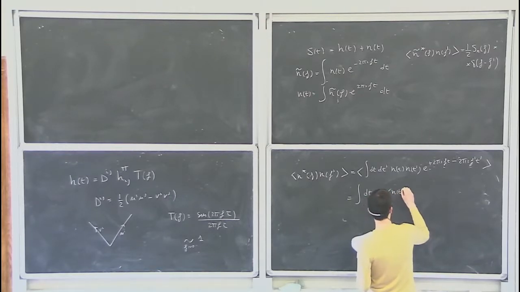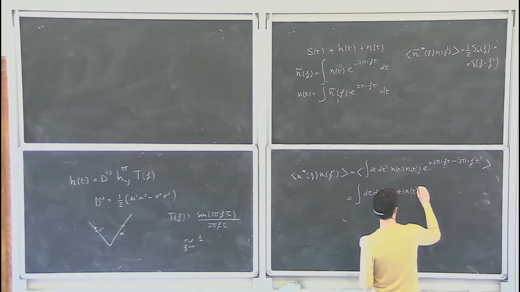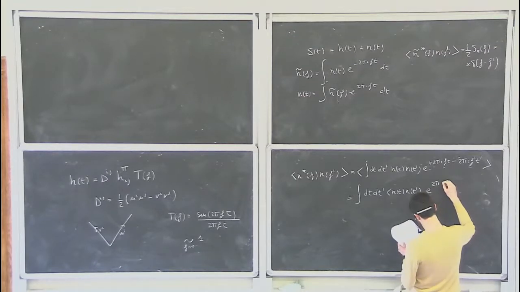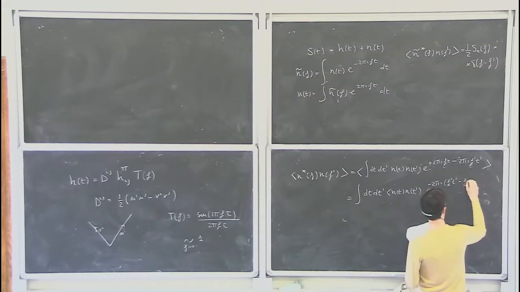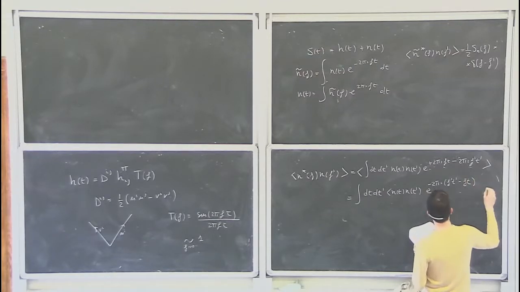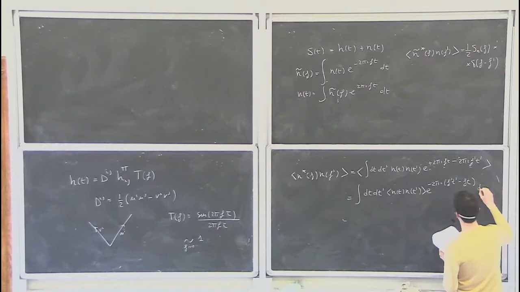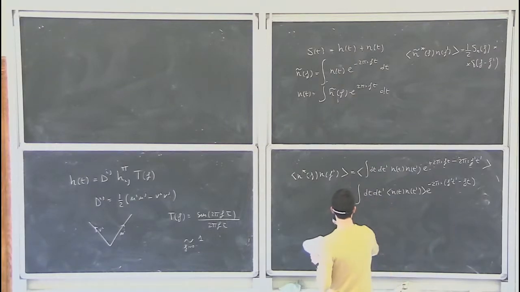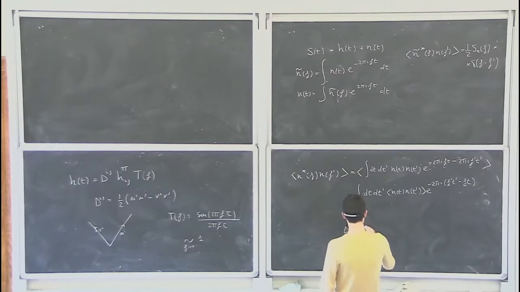So I have n of t prime, e to the minus 2 pi i f prime t prime minus f of t. And here the average is closed, dt, I wrote the dt and t prime there. So now let me change variables. Let me introduce a time difference, delta t, which equals t prime minus t.